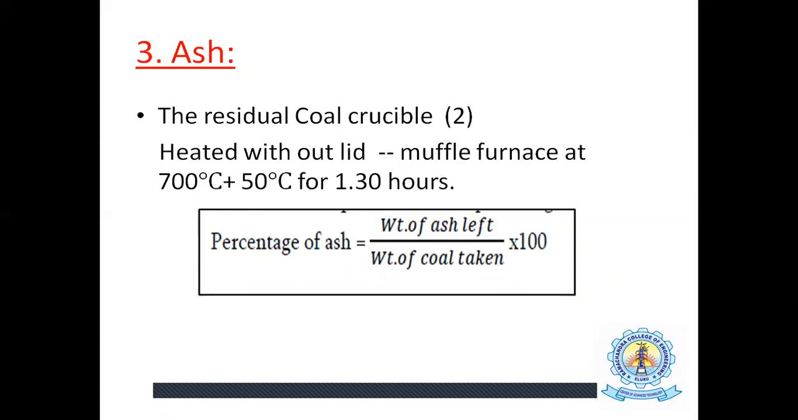The percentage of ash is given by this formula: the percentage of ash is equal to the weight of the ash left divided by the weight of the coal taken, into 100. This formula gives us the percentage of the ash.